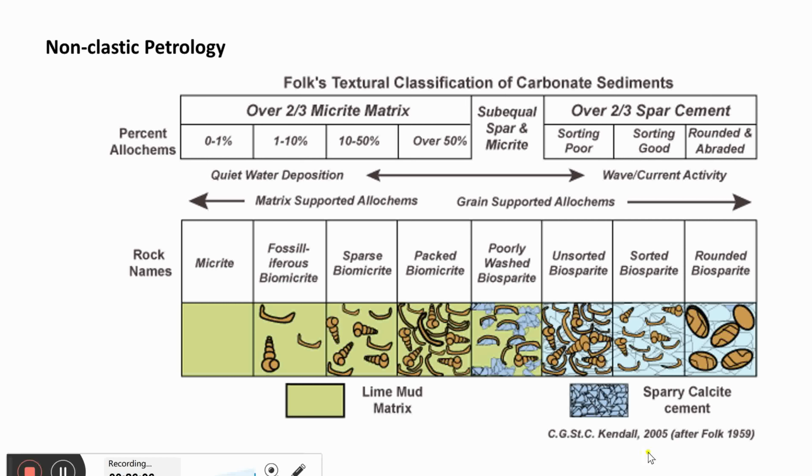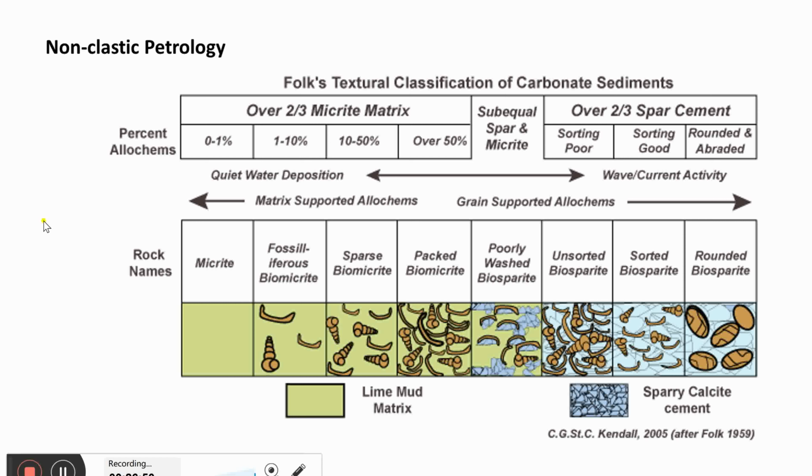And this type of classification is called the Folk classification. Folk was a scientist who introduced this classification for limestone. All limestones are not the same. They have different texture, different morphology, different properties. So specific terminology should be used for each type of limestone. Similarly, for percent of allochems, if it is 0 to 1%, up to 50%, you will use the right matrix terminology. Similarly, if they fall in this category, sorting poor, sorting good, you will use this terminology.